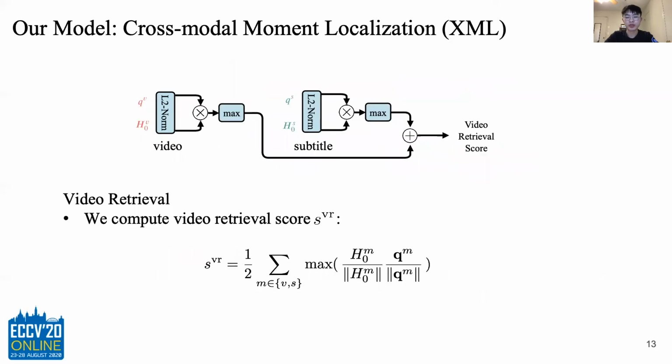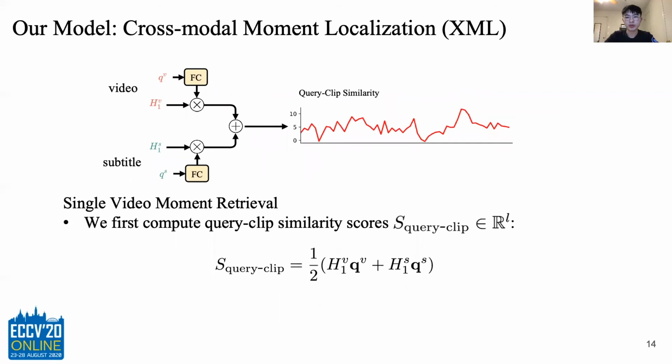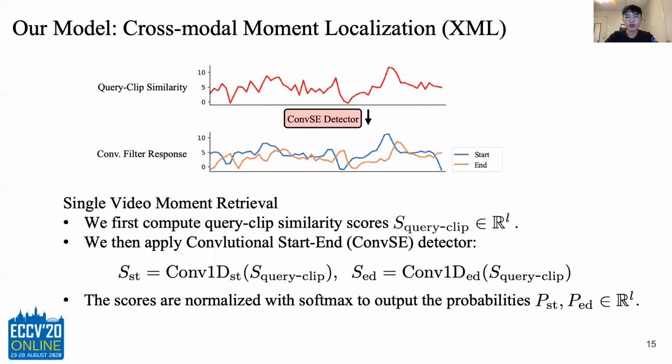We compute the video retrieval score by computing scores for each modality, and then average them together as the final score. We train video retrieval with the ranking loss. For single video moment retrieval, we first compute query clip similarity scores within a video. We then apply our conv-SE module, which is essentially two 1D convolutional kernels, to detect the start and end edges in the similarity score curve.